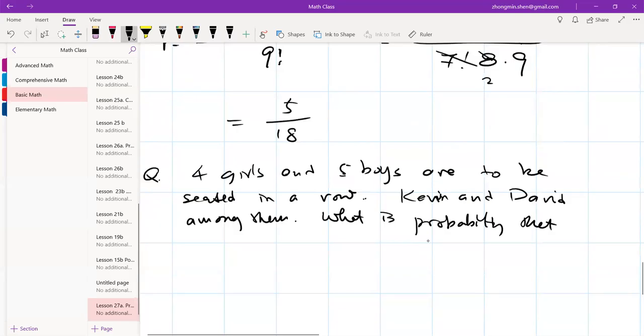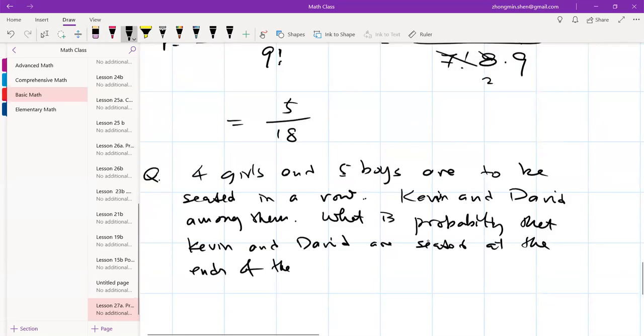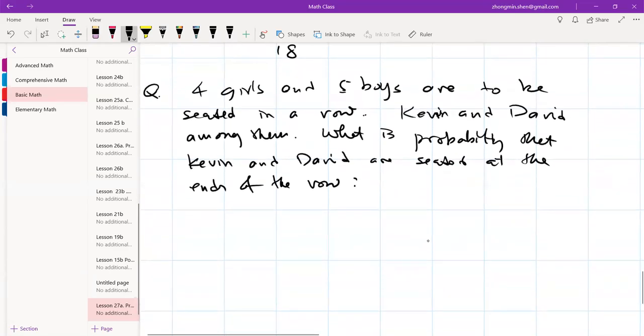What is the probability that Kevin and David are seated at the end of the row? And modify a little bit. You randomly put 9 students in a row, but you want to find the probability that Kevin and David are sitting at the two ends of the row.